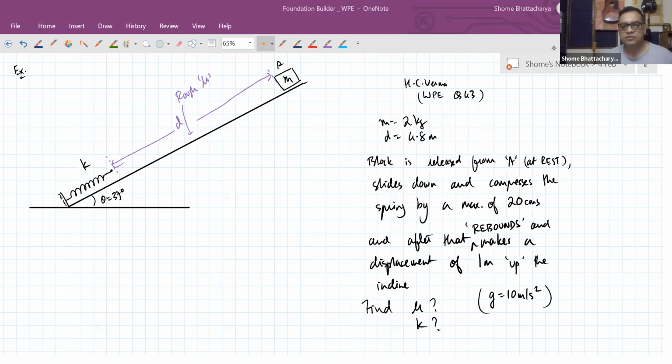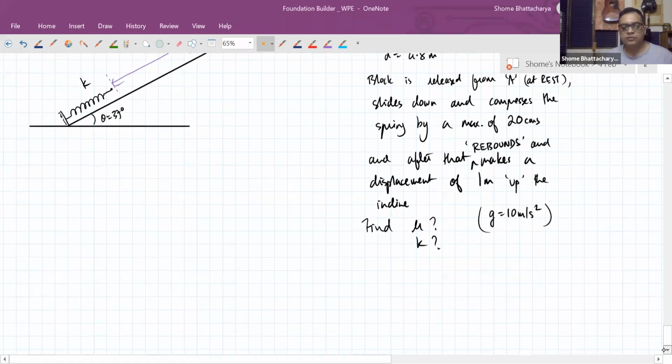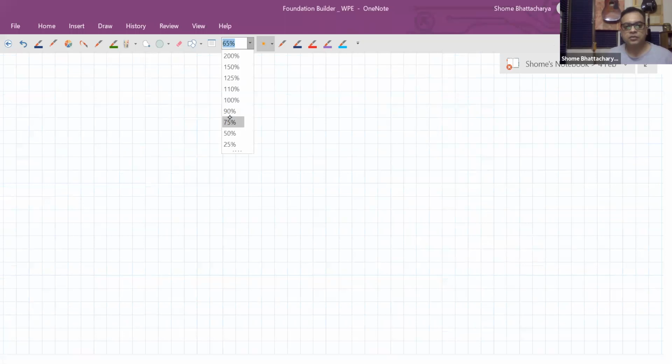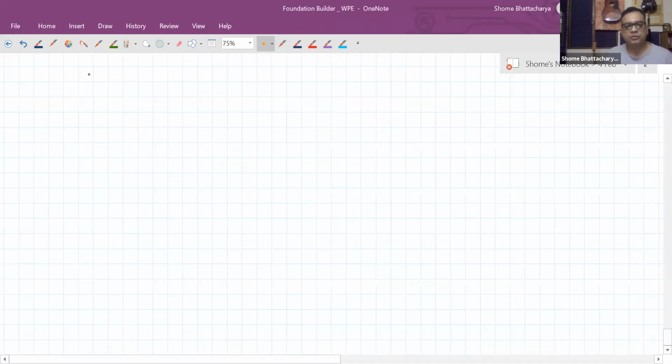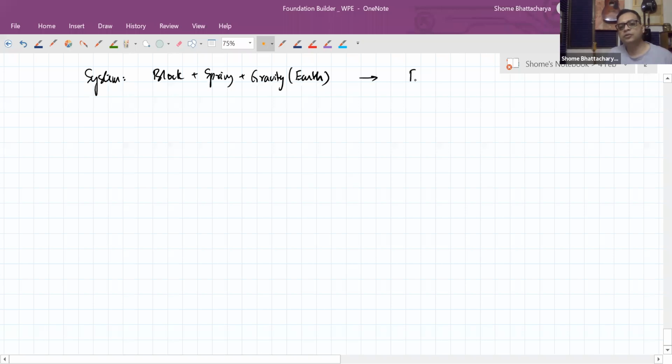Okay, people, so let's figure out how to work out this question. So the first thing we'll do now, we will understand what we should take as a system before we can apply work energy. So our system should consist of the block plus the spring plus gravity, or basically the earth. Okay. So then what is happening? Spring force and mg, these are all internal conservative forces.